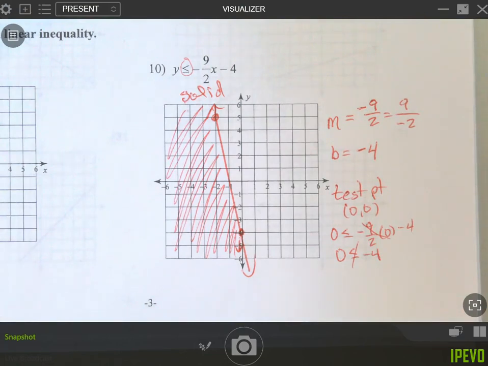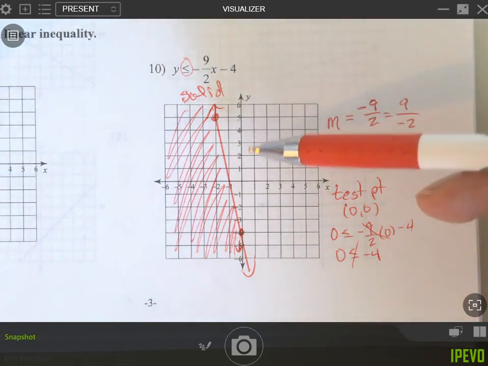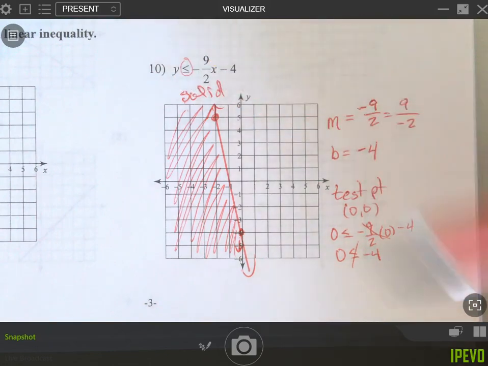Okay, are we okay with the shading? Do you remember that? It shouldn't be a 50-50 guess. Think about it. The y is less than, it's going down. Y, it's going down the y-axis.